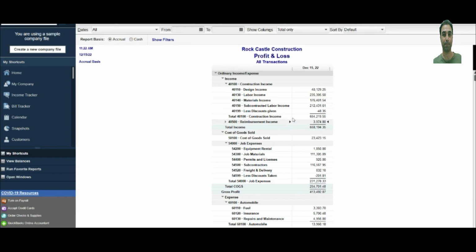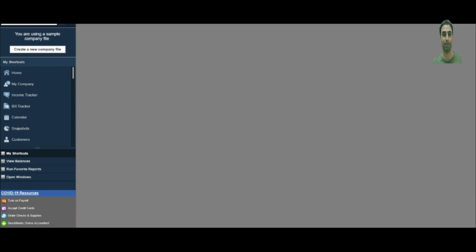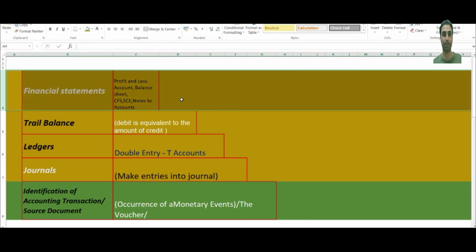Okay. And similarly, you have the balance sheet. In the balance sheet, you have your assets, and then you have your liabilities and equity. Assets are the resources of the business, and liabilities are the responsibility of the business, and equity belongs to the owner of the business. So then it has been further classified into the financial statements. So this was the last step.